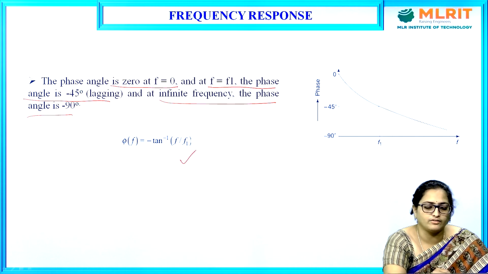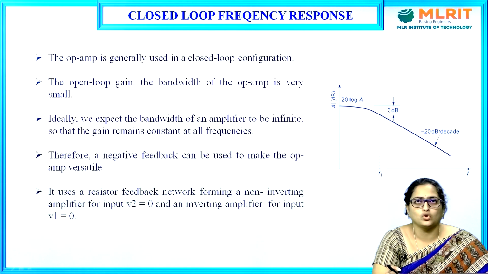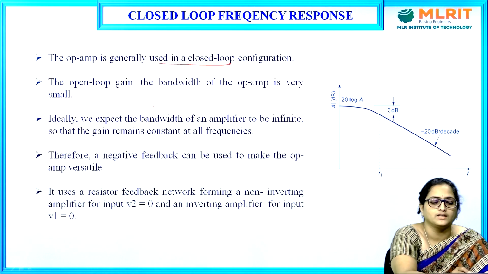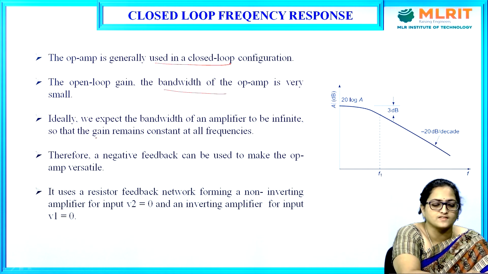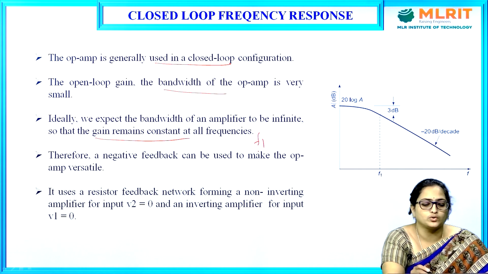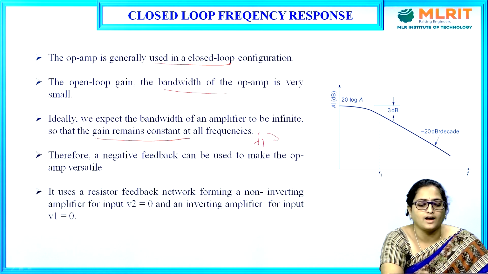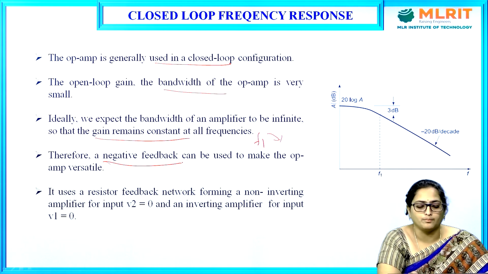And the phase angle we got from the equation is minus tan inverse of F by F1. Coming to closed loop frequency response, the op-amp is generally used in a closed loop configuration, but the bandwidth of an op-amp is very small in open loop, which has a constant gain till the cutoff frequency, and it produces a decay after the cutoff frequency.